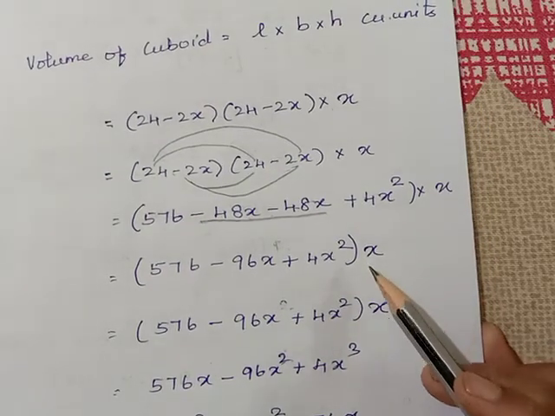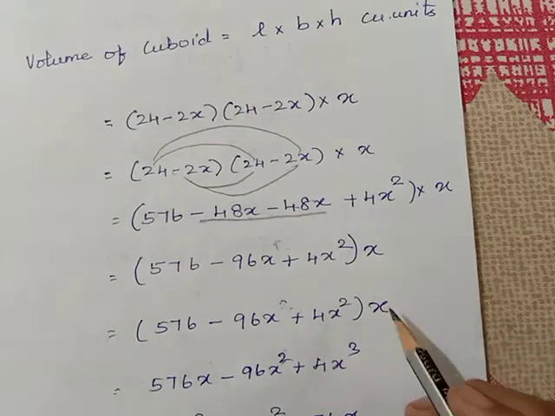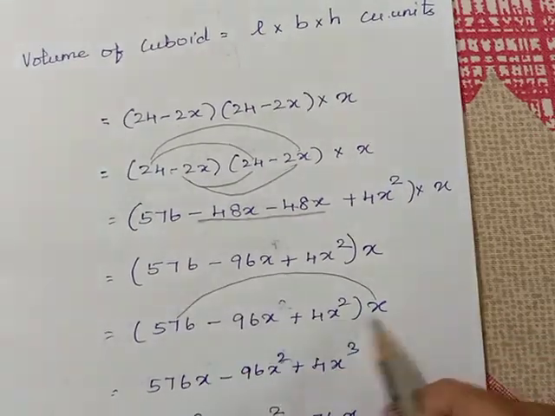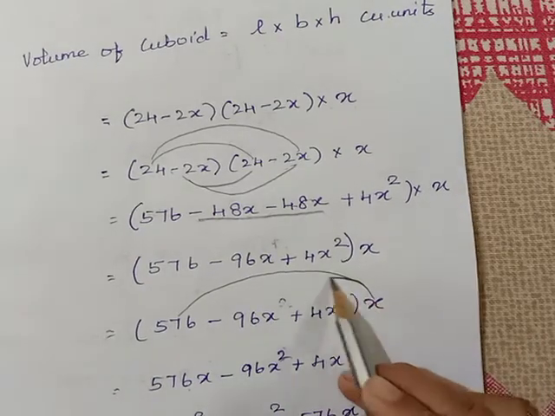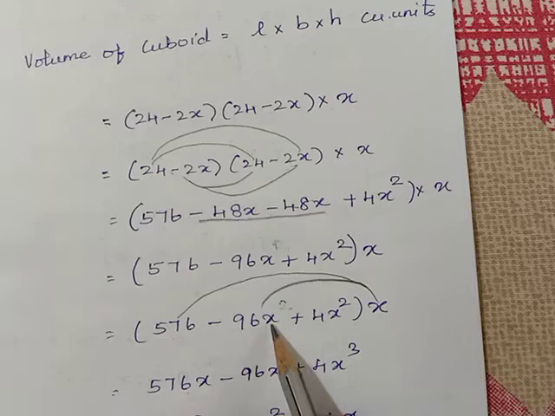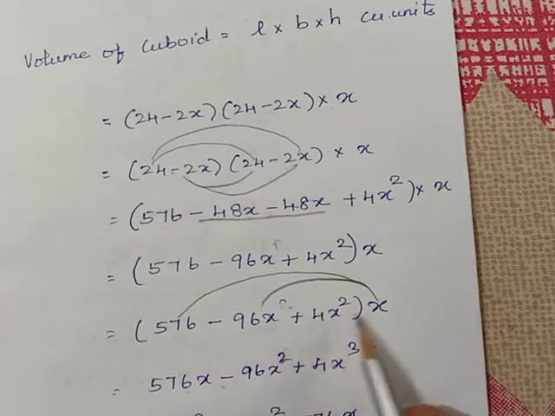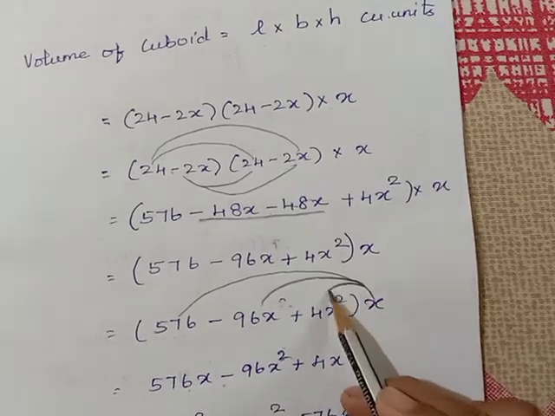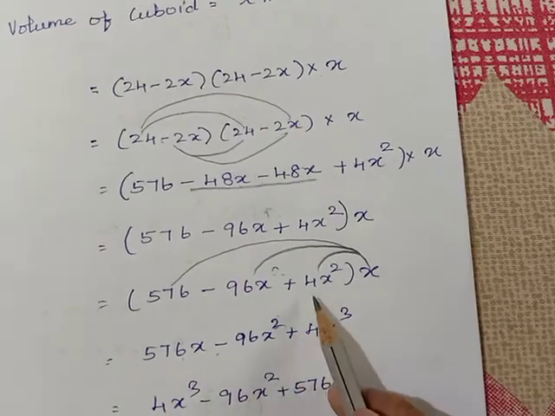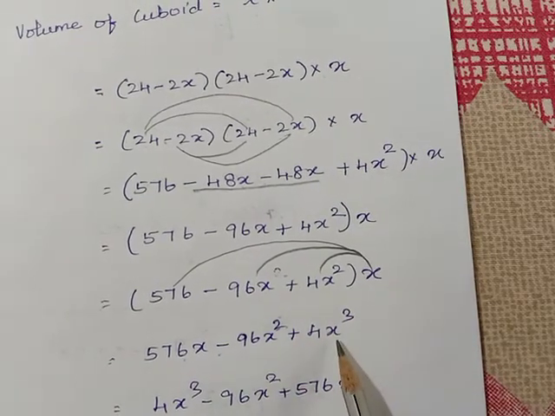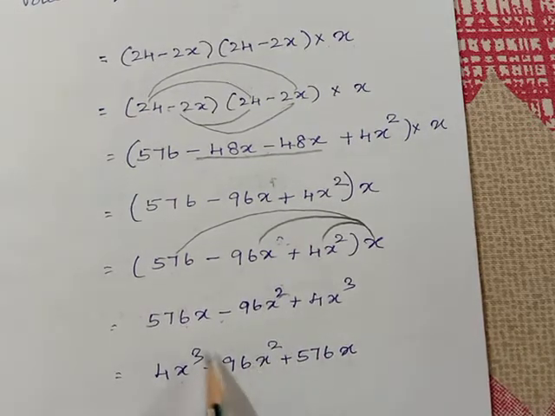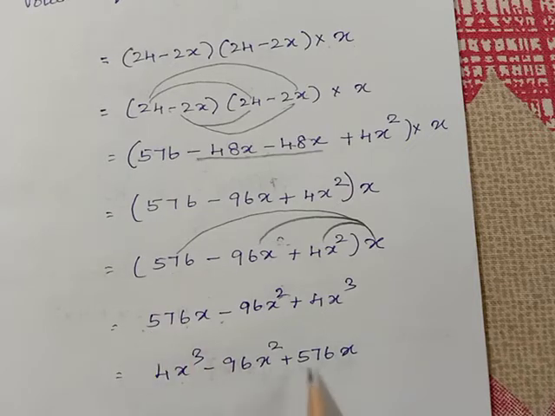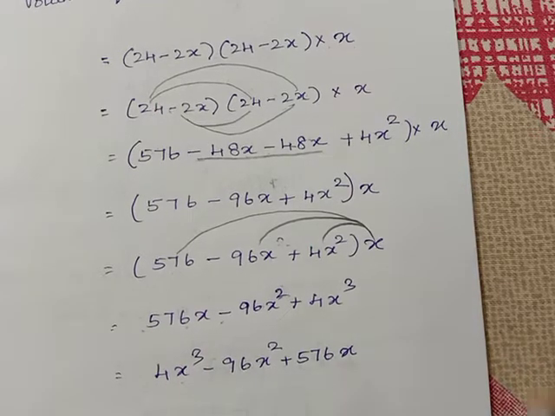Now multiply by x. 576 into x gives you 576x. Minus 96x into x gives you minus 96x square. x into 4x square gives you plus 4x cube. So we'll write it in standard form: 4x cube minus 96x square plus 576x. So this is the volume of the cuboid.